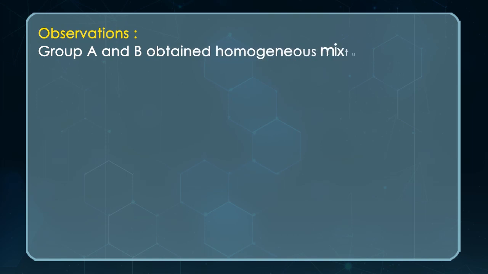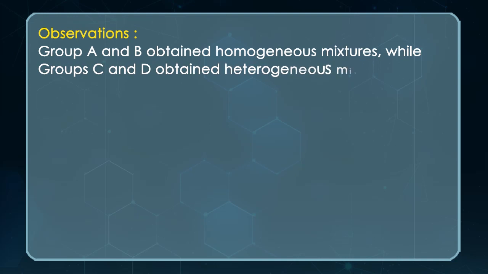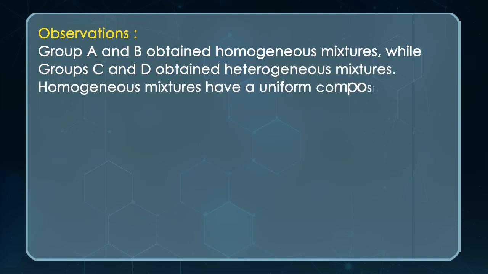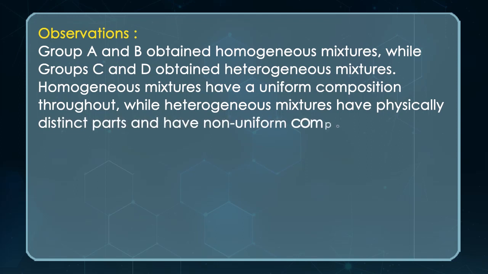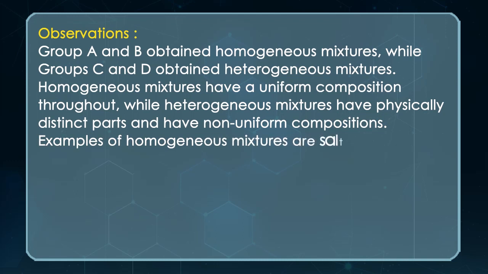Observations: Groups A and B obtained homogeneous mixtures, while Groups C and D obtained heterogeneous mixtures. Homogeneous mixtures have a uniform composition throughout, while heterogeneous mixtures have physically distinct parts and have non-uniform compositions.